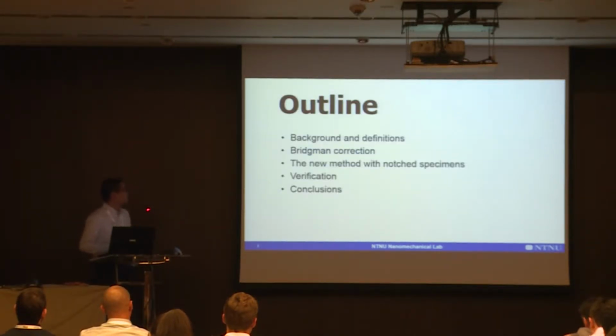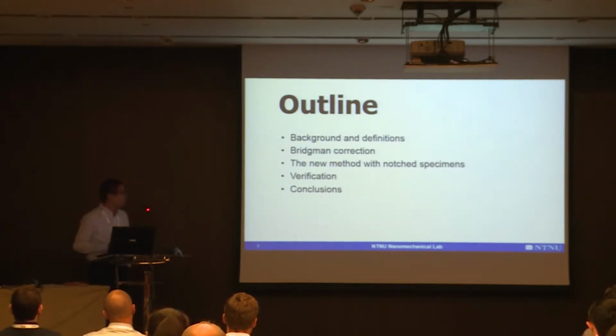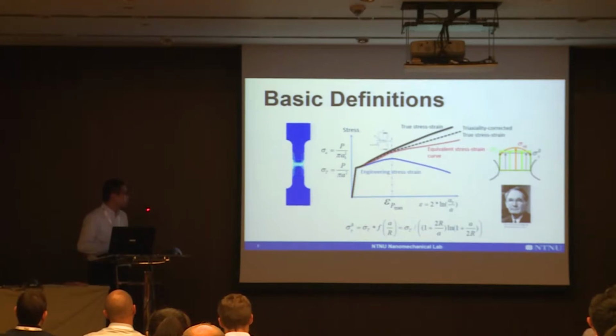The presentation consists of 5 sections. First, I will give a short introduction about the background and the definitions, and then we'll give 3 words about the Bridgman correction. In the following, I will introduce the method we proposed, and later I will introduce the experimental and numerical verification of the proposed method. This presentation will be ended with conclusions.